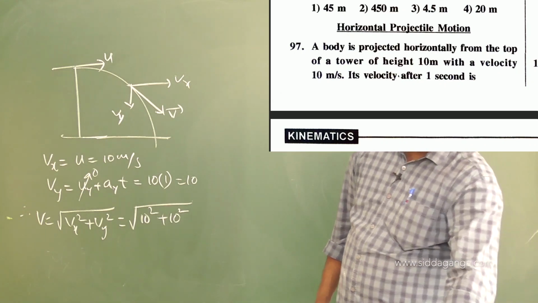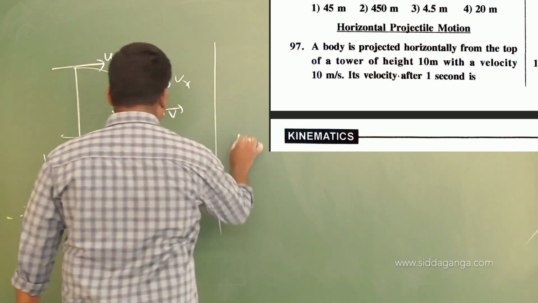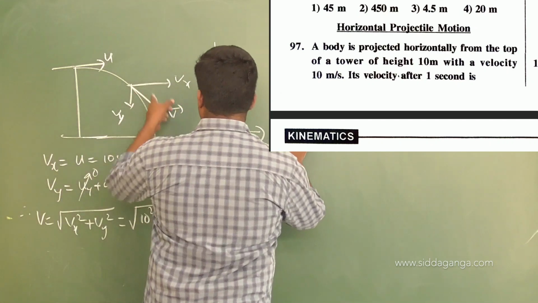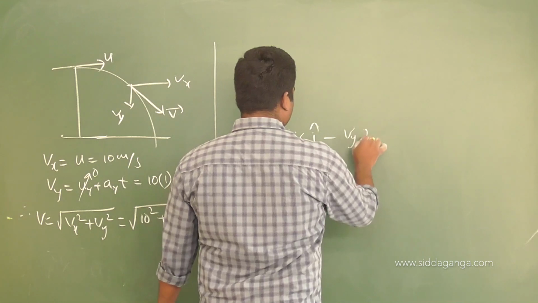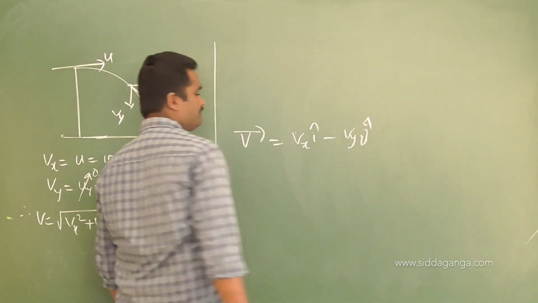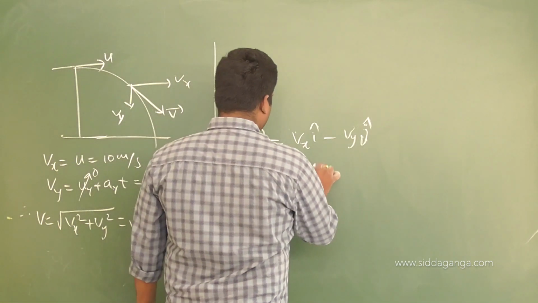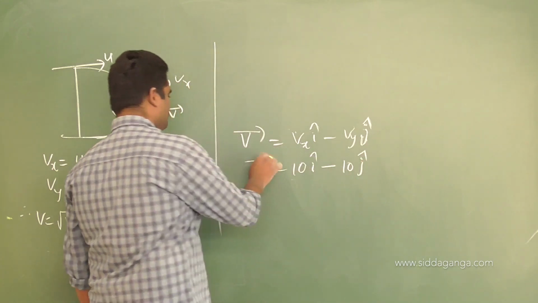I think they are asking in component method. Magnitude they are not asking, V bar only is given in the options. How to write it: Vx i cap minus Vy j cap. Vx is 10 i cap minus Vy is also 10 j cap. This is V bar, the first option.